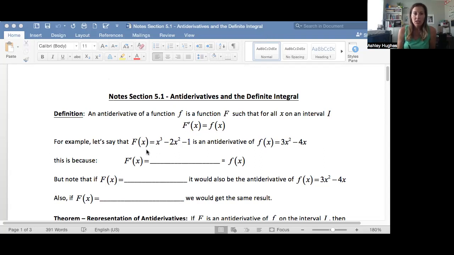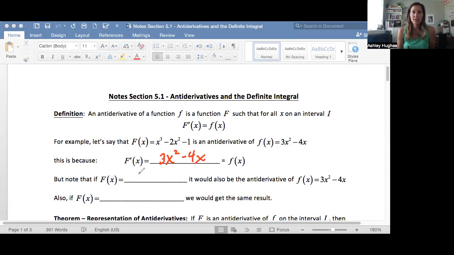Say for example, we have big F being x cubed minus 2x squared minus 1. That is the antiderivative of this function, 3x squared minus 4x, because when I take the derivative of this, I get this, which is what I'm going to write, because the derivative of big F is 3x squared minus 4x.